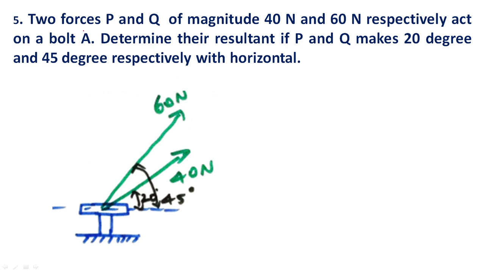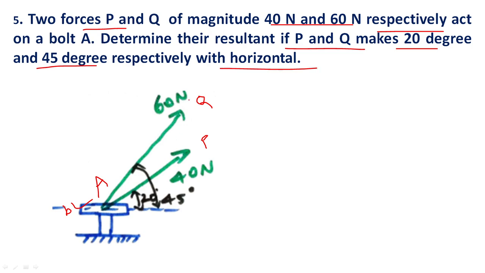Two forces P and Q of magnitude 40 Newton and 60 Newton respectively act on a bolt A. Determine the resultant if P and Q make 20° and 45° angles respectively with the horizontal.